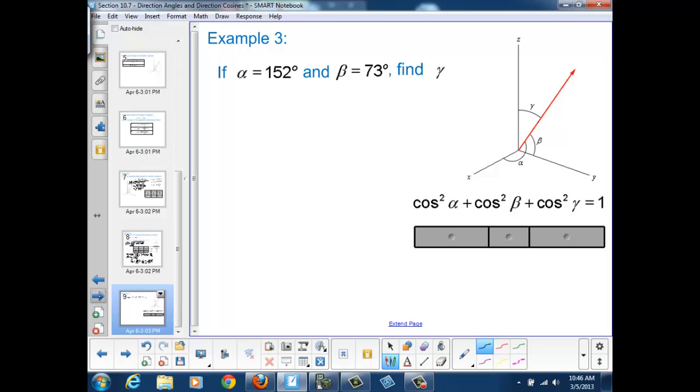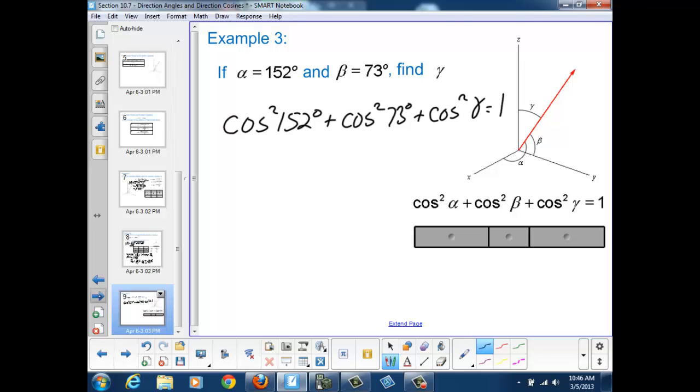Okay, here's a third question. If alpha is 152 degrees and beta is 73 degrees, find gamma. All right, well, here we're going to use our Pythagorean property of direction cosines, where the sum of the squares of the cosines should be equal to 1. That tells me that the cosine squared of 152 degrees plus the cosine squared of 73 degrees plus the cosine squared of gamma is equal to 1.